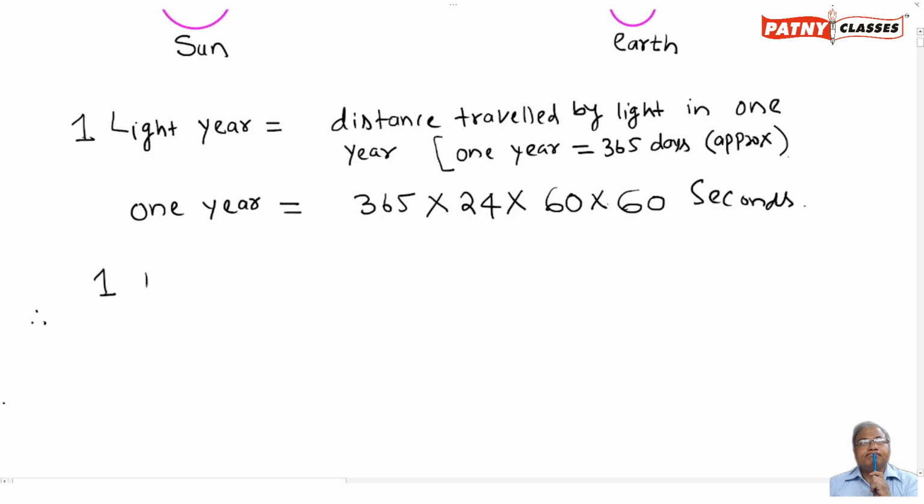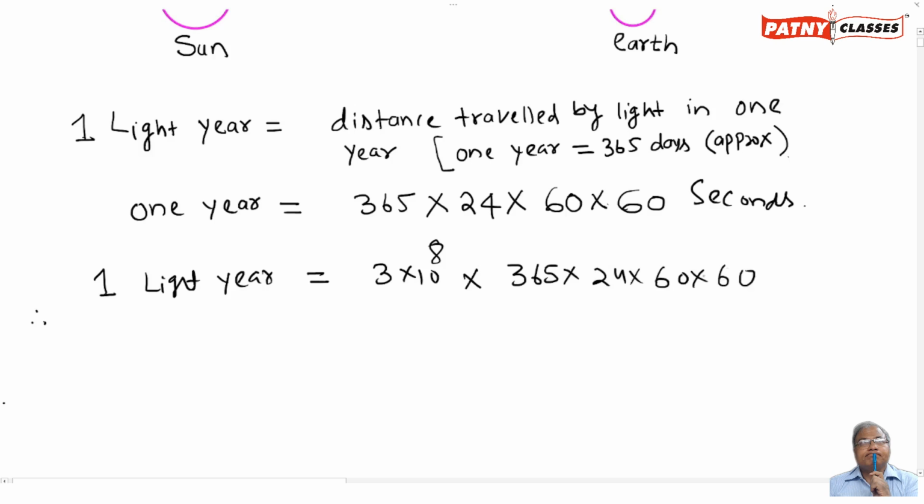Now 1 light year equals to speed of light in 1 second, that is 3 into 10 raised to 8, multiplied by number of seconds in 1 year, that is 365 multiplied by 24, 60 into 60. If you multiply all these figures, then we get 9.46 into 10 raised to 15 meters. So 1 light year equals to 9.46 into 10 raised to 15 meters.